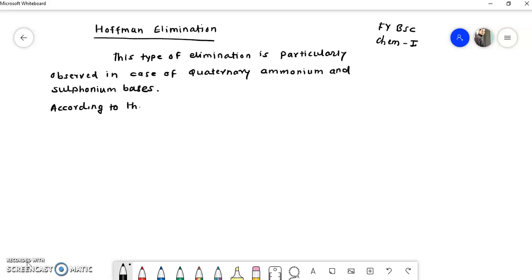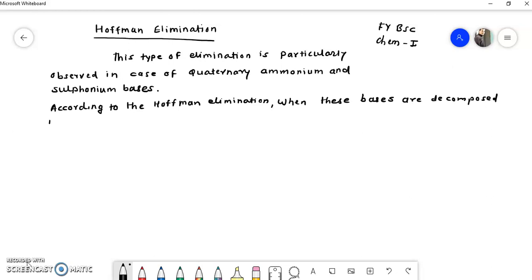according to the Hofmann elimination, when these bases, quaternary ammonium and sulfonium bases, are decomposed by heating, then two different alkenes are formed.